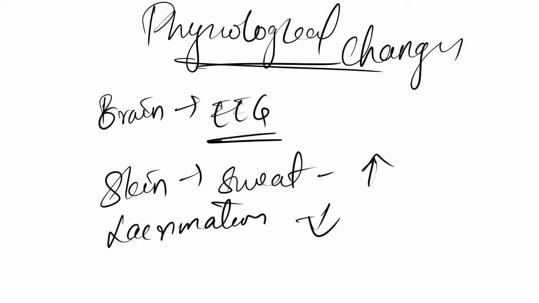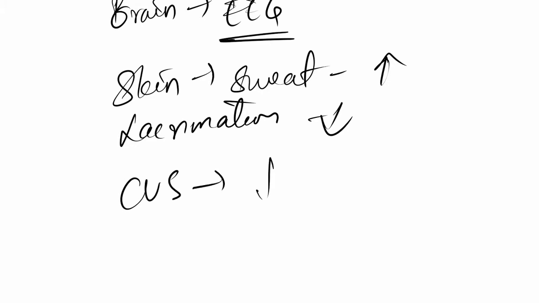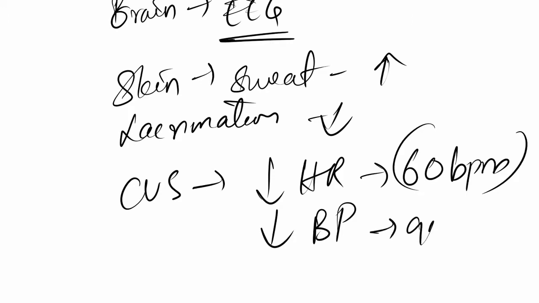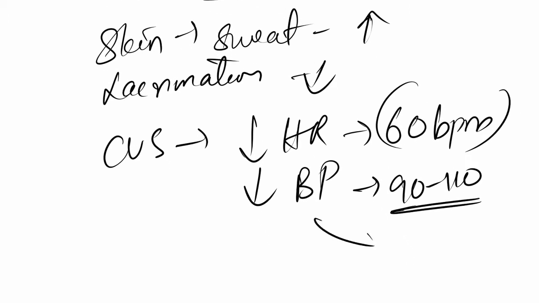Now, the CVS. There is a decrease in heart rate. There is a decrease in BP. Heart rate lands somewhere around 60 BPM. So around this would be your range. I'm just giving a round figure. And BP falls to somewhere around 90 to 110 millimeters of mercury. Now, in case you're having an exciting dream, there will be a sympathetic stimulation making the BP go to 130. Same case for heart rate. If the person has a nightmare, the heart rate might shoot up. But in case it's a peaceful sleep, all of them decrease.